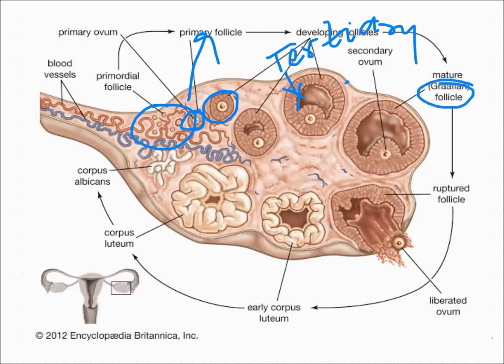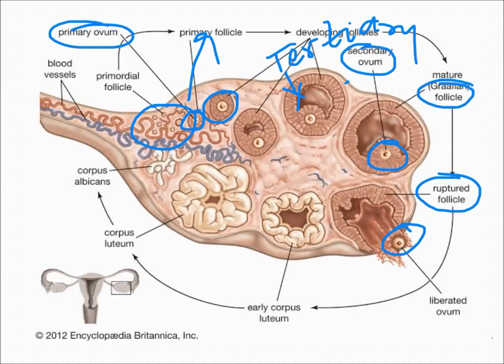Matured follicles are called Graafian follicles, and at this stage meiosis 1 gets completed and it becomes a secondary oocyte. Here it was a primary oocyte, and in the matured Graafian follicle meiosis 1 completes, but this is before ovulation. It completes and forms a secondary oocyte, and this secondary oocyte comes out after rupture of the Graafian follicle, and this release of the ovum or secondary oocyte from the Graafian follicle is called ovulation.